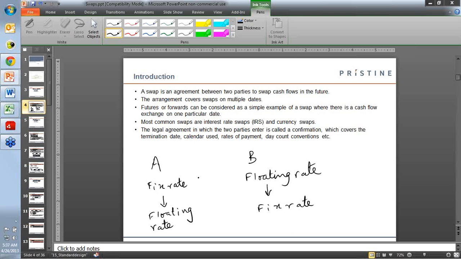Okay, so we have these two companies. A has a fixed rate initially, B has a floating rate initially, and they want to change the payment structure to a floating rate and fixed rate respectively.